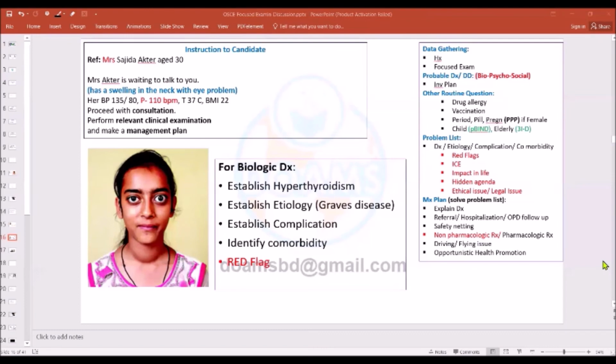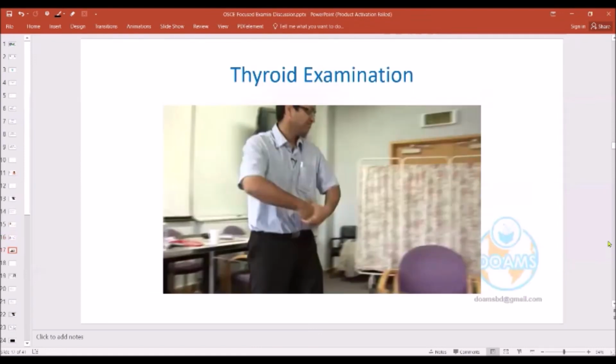But a 100% mark needs what I discussed. It should be an effective examination. It should be a complete examination. It will be a focused examination. Then you will get near about 100% mark. And the management plan is not our topic today; details we already discussed in our other session.